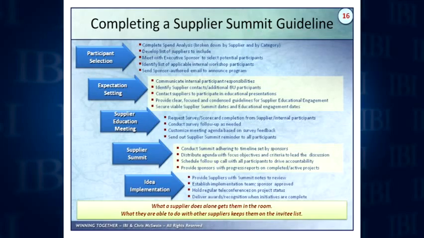Completing a supplier summit guideline. This tool segments completing a supplier management summit, and for each segment provides details you may want to consider. The call-out box at the bottom is my quote to help our suppliers understand how important integration and cooperation is to our and their future success.